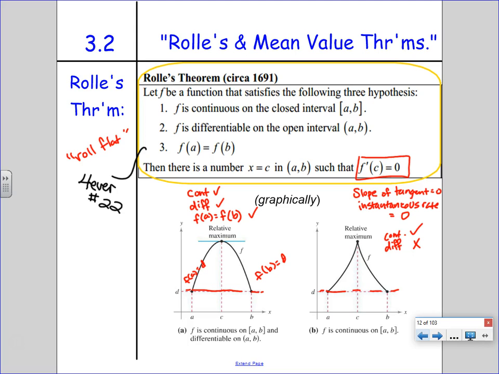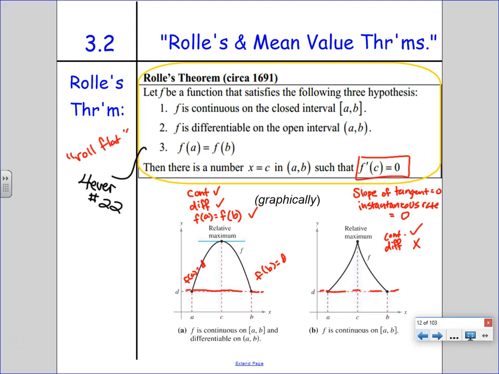F has to be continuous on the closed interval. F has to be differentiable on the open interval. The endpoints have to equal. If that is true, then, now you guys see the theorem says a number, right? Then there is a number x equals c. Technically, I need you to think of that as at least 1.